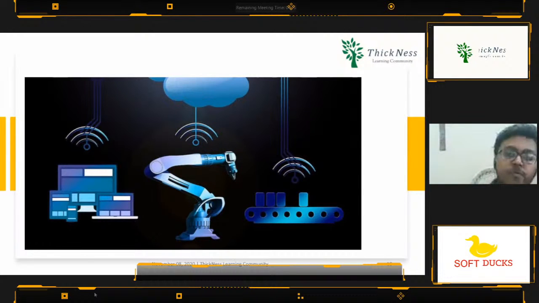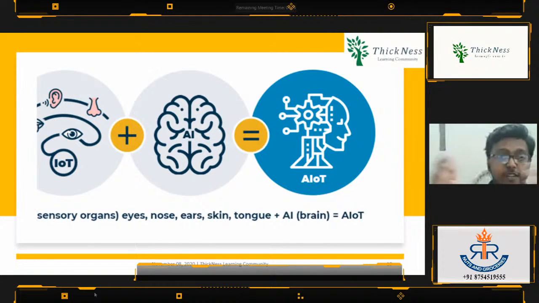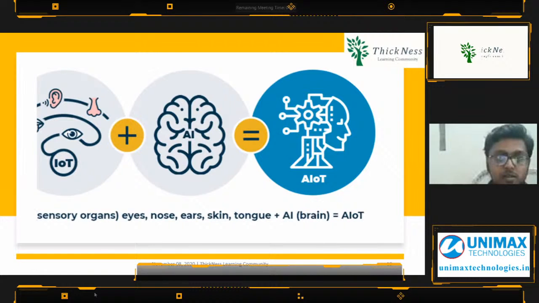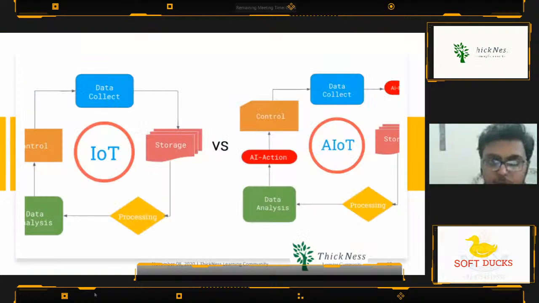Coming next, as I told you earlier, the sense organs, eyes, nose, ears, skin, tongue, are all sense organs. They are examples of sensors, each a different type of sensor. For eyes, we have cameras. For nose, we have smell sensors. For ears, we have ultrasonic. So many sensors are there. So the sensor plus the controller, the brain, the AI, is equal to AIoT. This is the best example which we can give for an AIoT.